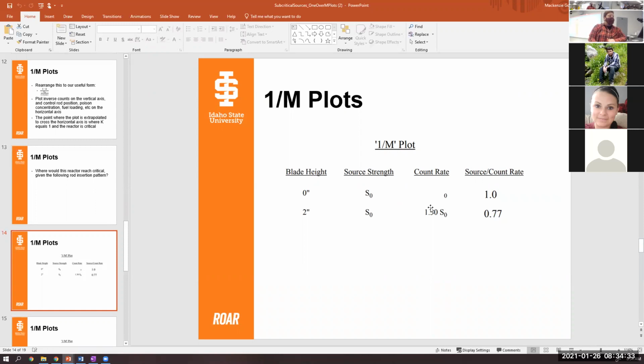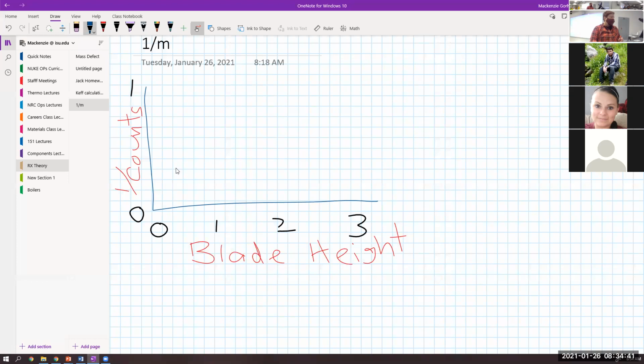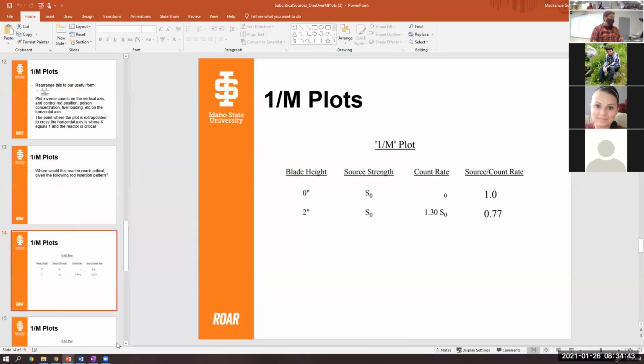So then how would we know when it's going critical? You're going to draw your first data point, then your second data point, then you draw a line through those 2 points, and where it crosses the horizontal axis is where it goes critical.